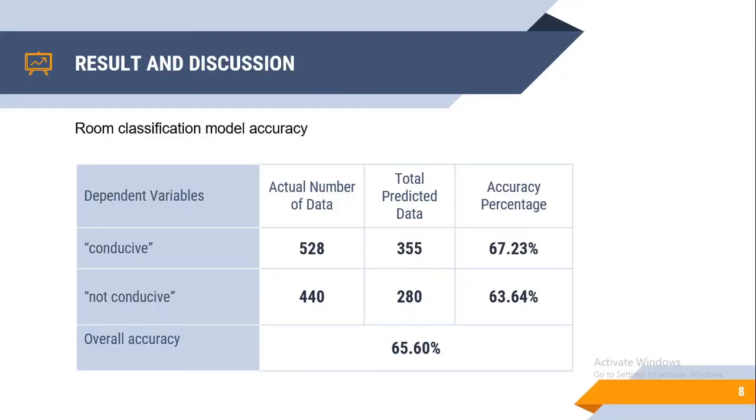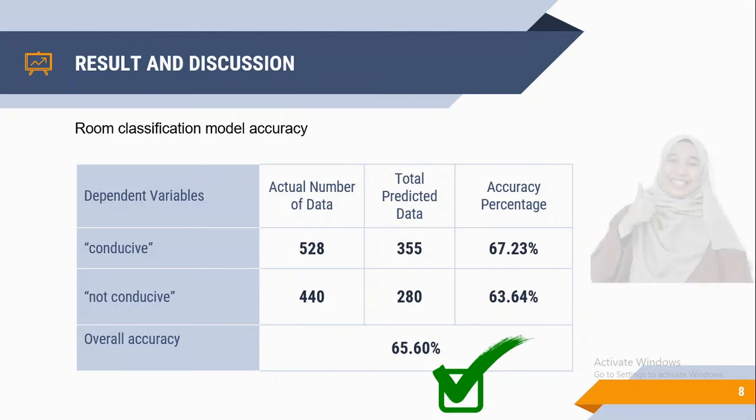Now, we will discuss on the result and discussion. Shown here is the room classification model accuracy. As you can see, the accuracy percentage for conducive classification is 67.23% and the accuracy percentage for not conducive classification is 63.64%. Both of these contribute to the overall accuracy of 65.60%. It can be said that the room classification model is reliable as the accuracy achieved is high.